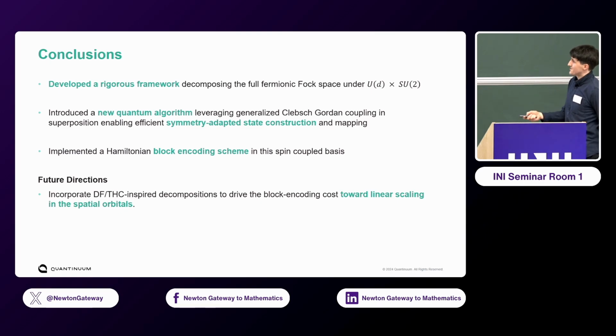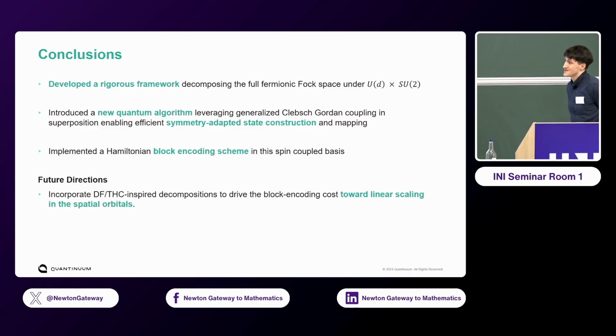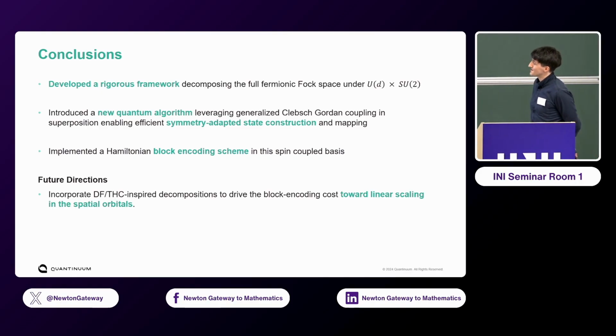As a future direction, I think we want to incorporate some of these double factorization and tensor hypercontraction approaches to drive the method to linear scaling for the block encoding. And just a final point, we really need to be able to deal with spin correctly to get these molecules which really are the candidates of quantum advantage. So I think we will need all of these approaches for that. All right, thank you.